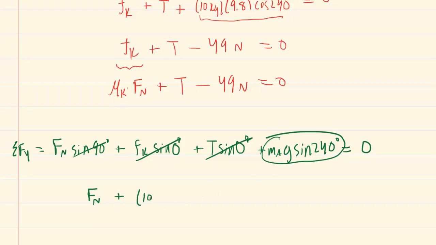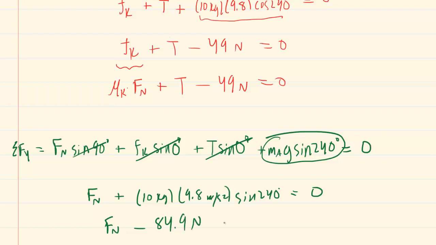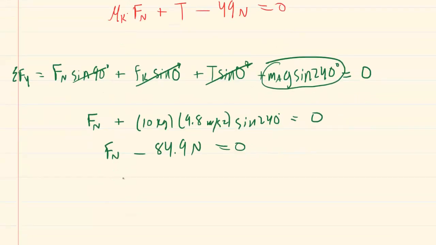Let's plug in the known information again here. 10 kilograms times 9.8 meters per second squared times the sine of 240. And if you type in 10 times 9.8 times the sine of 240, you're going to get negative 84.9. So now you have Fn minus 84.9 newtons equals 0. Add the 84.9 to the other side, and you can see that the normal force is 84.9 newtons.